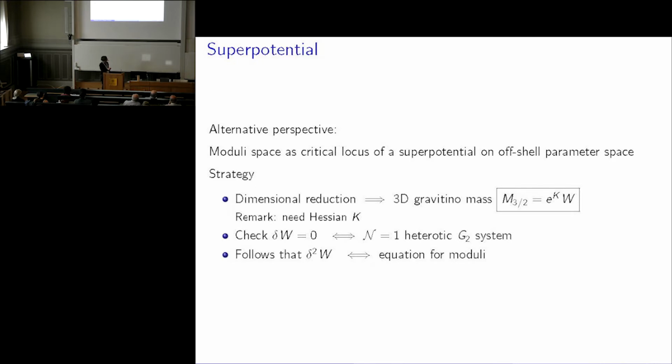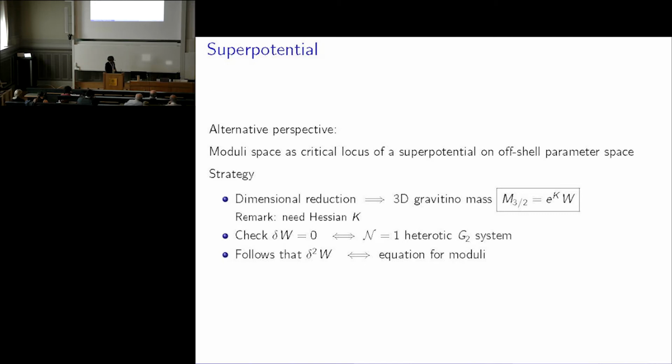The idea here is that you start with a 10-dimensional theory and you perform a dimensional reduction, that is, you integrate over your compact space. And in this dimensional reduction, what you're interested in is to identify the 3-dimensional gravitino mass, because it's known in supergravity theories that this 3-dimensional gravitino mass is related to the superpotential in the following way. So it's proportional to the superpotential, and then with a function here which is called e to the K, and K here is the Hessian of the metric on the moduli space.